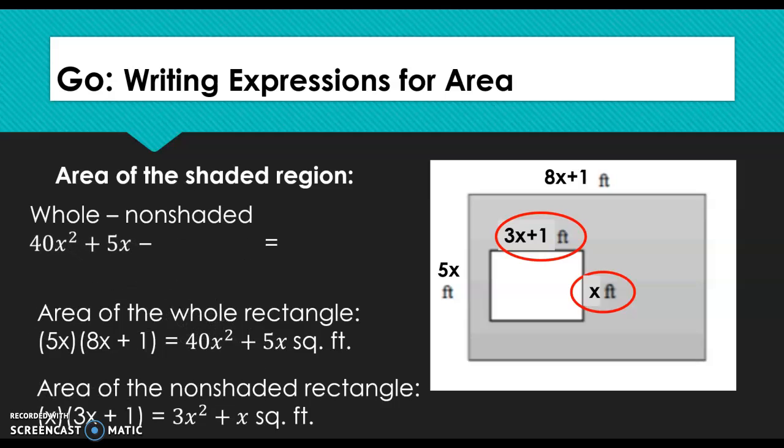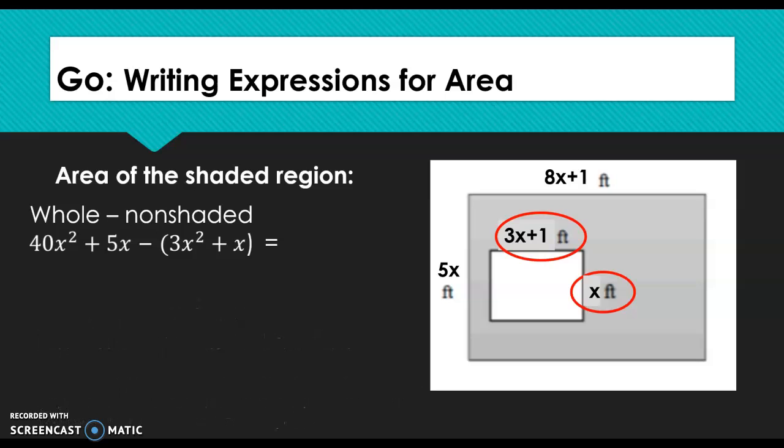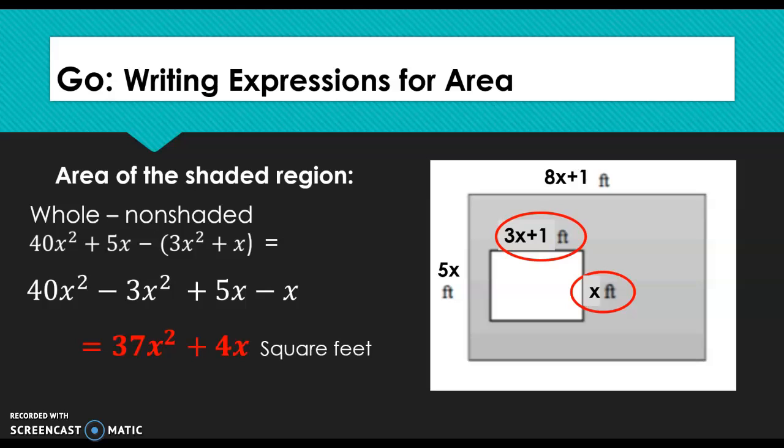We want to subtract that from the area of the whole. We have to distribute this negative sign in front of 3x squared plus x. And we get 5x squared minus 3x squared plus 5x minus x. The area of the shaded region is 2x squared plus 4x.